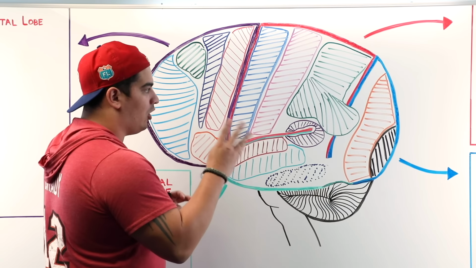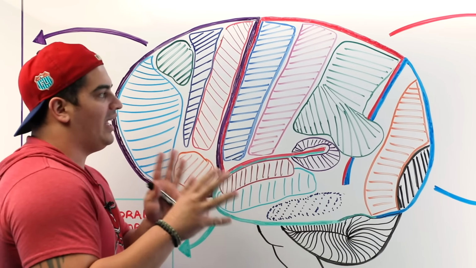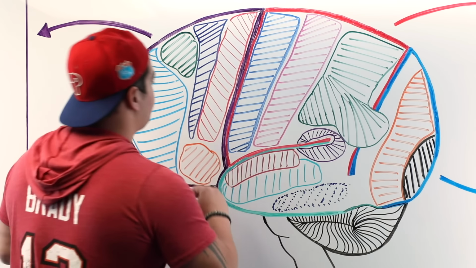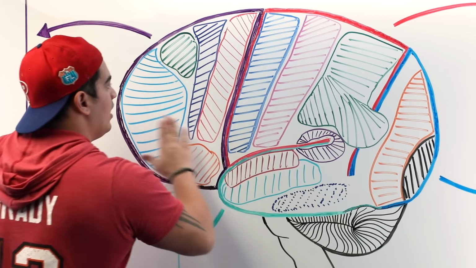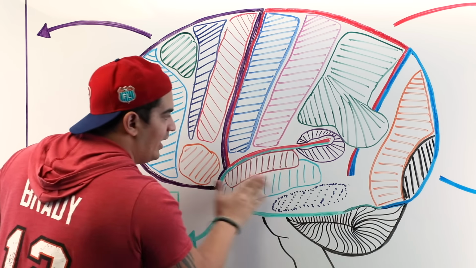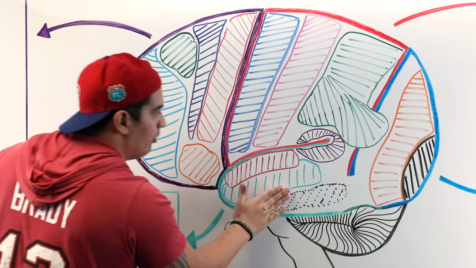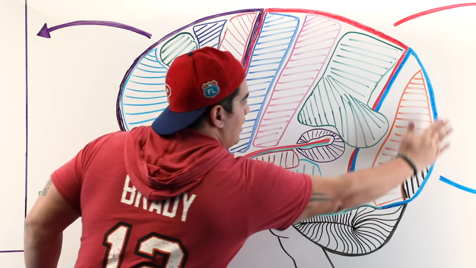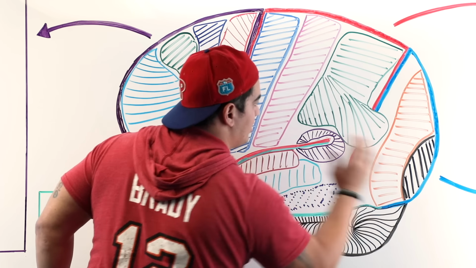There's 4 main lobes. There's a 5th mini lobe called the insula. We're not going to talk about it in this video, but I want you to know the main lobes. So if you imagine right here, this lobe right here is called your frontal lobe. This lobe right here is called your temporal lobe. This lobe right here is called your parietal lobe. And this lobe back here is called your occipital lobe.